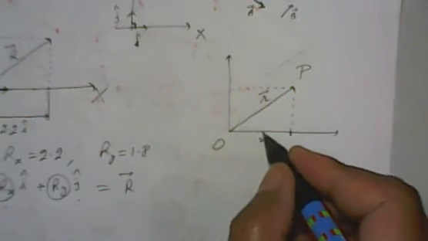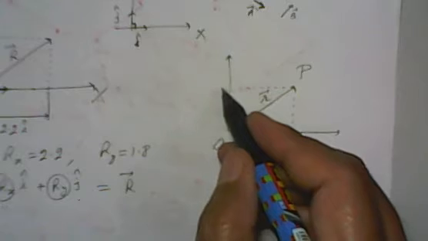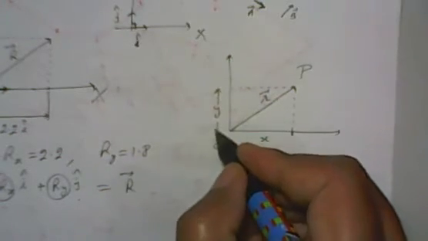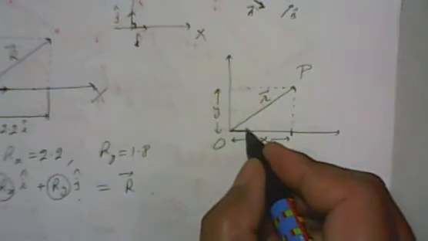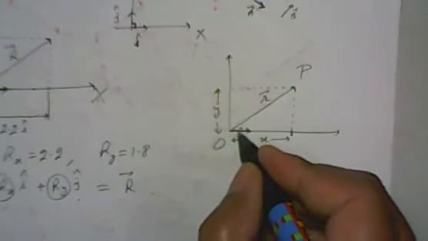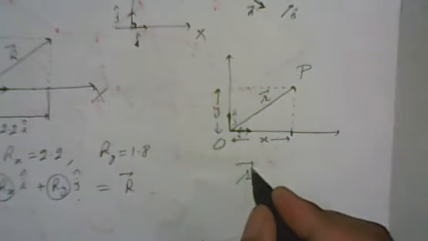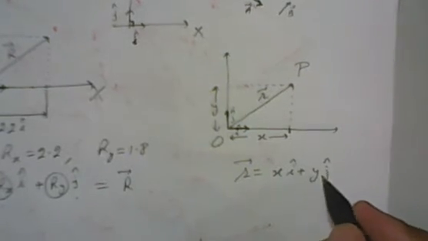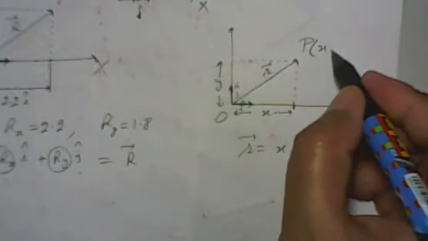So, 1 2 3 4 5, x is equal to 7, say, and 1 2 3 4 5 6, y is equal to 6, say. So I can say this length is y and this length is x. This is i cap, and this is j cap. So obviously R is represented by xi plus yj. The position vector R is given by xi plus yj, which means the coordinates are x, y.